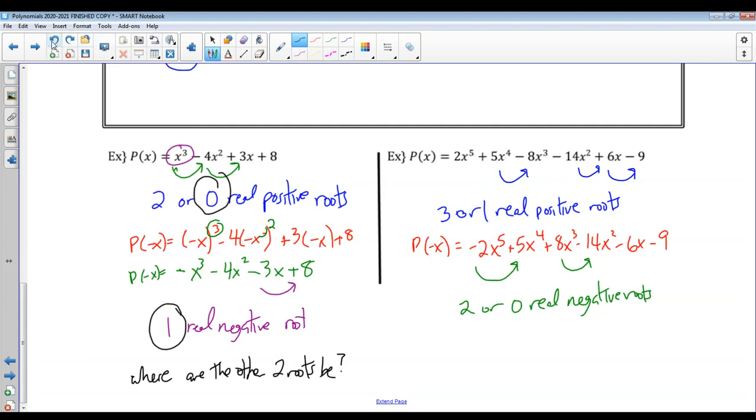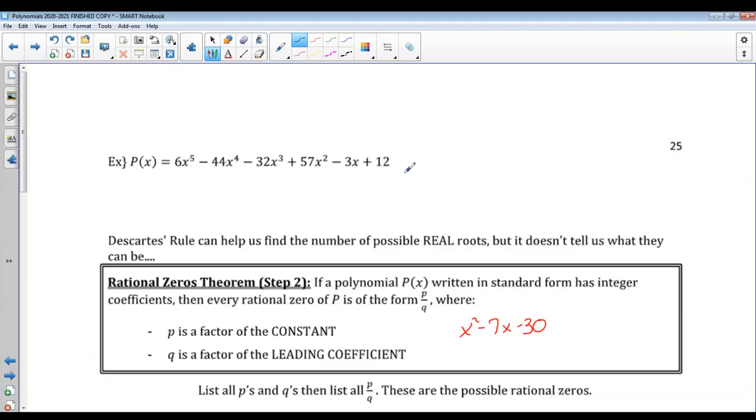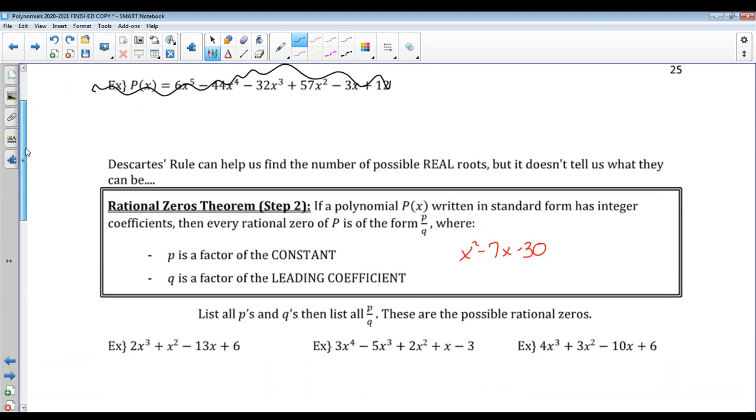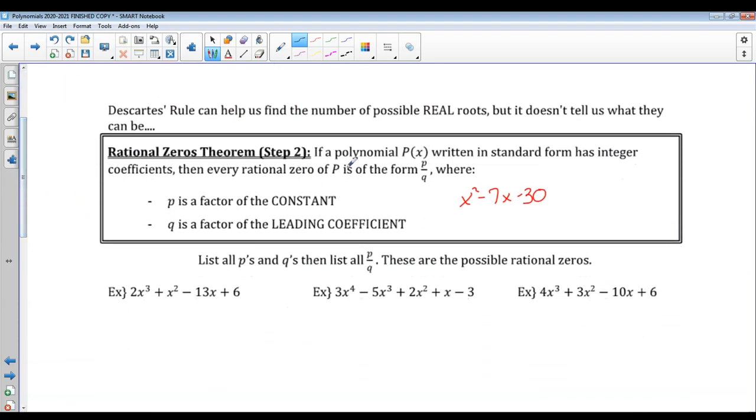Okay, so that's how we're going to use Descartes' rule to kind of give us an idea of what the roots are, what the nature of the roots are. Okay, so we'll practice in class. Don't worry about this one. This kind of spilled over the next page. We can look at that later. You can do it if you want. So Descartes' rule can help us find the number of possible real roots. The number of possible real roots. But it doesn't tell us what they are. So we've narrowed it down a little bit. We know positive and negative, but we don't know what the heck the roots are, what we should be trying.